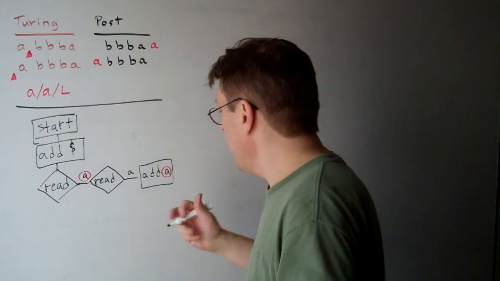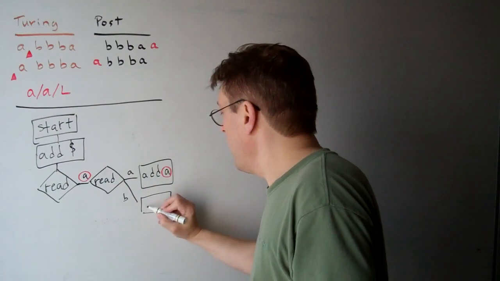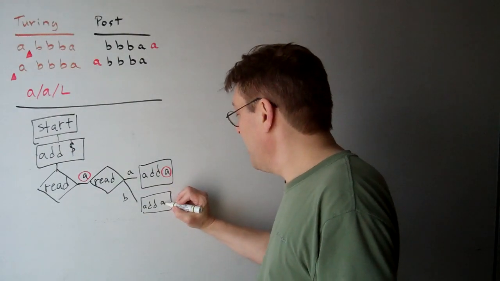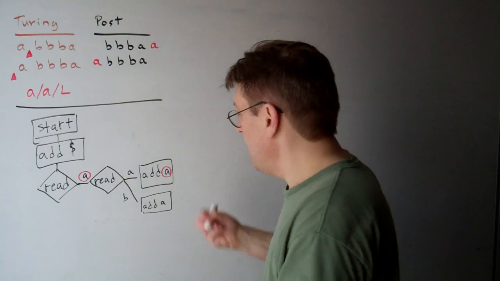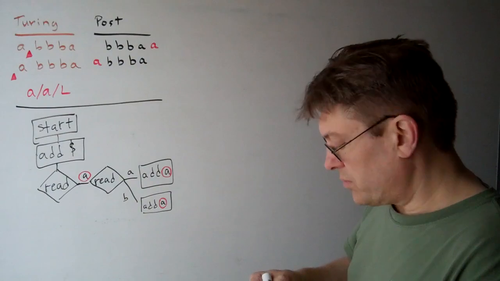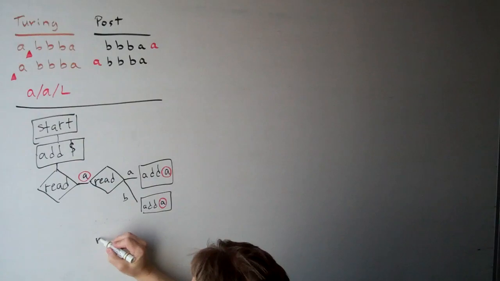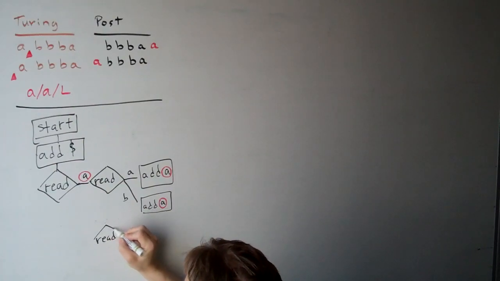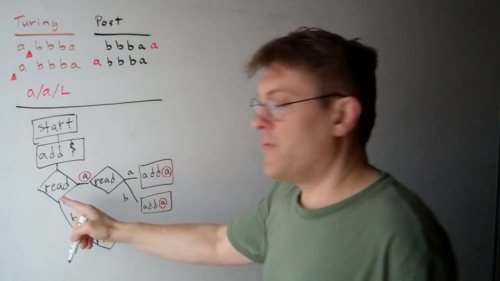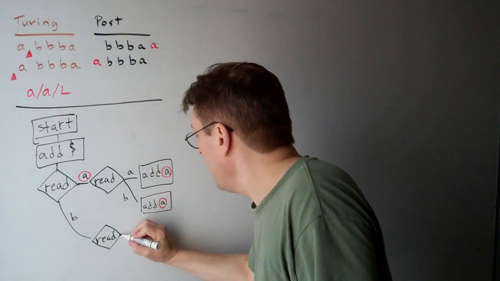If I read a B, then I'm going to add an A. Why? Because, again, it's this A that I'm adding here. Okay? By the same token, if I read a B the first time, let's suppose that the first character I read is a B, then I'm going to read again.